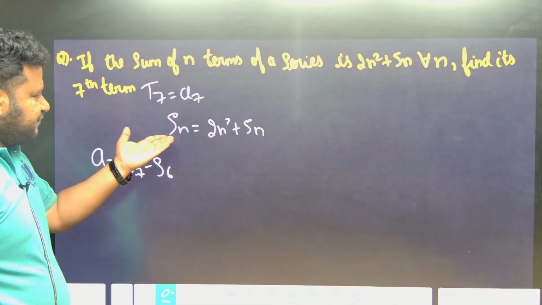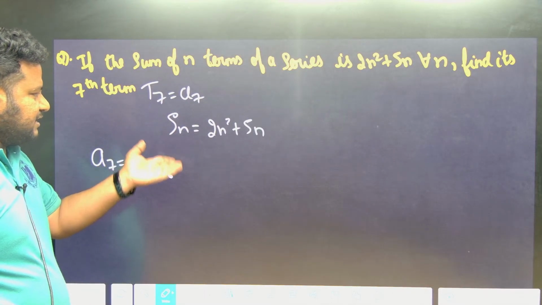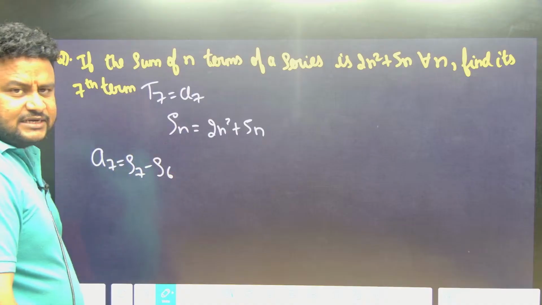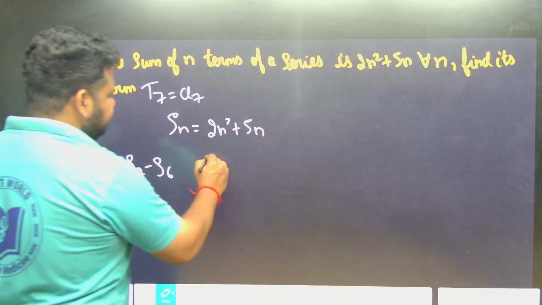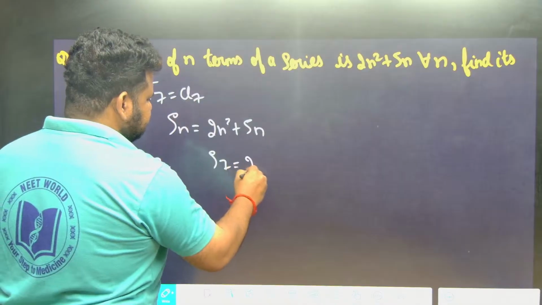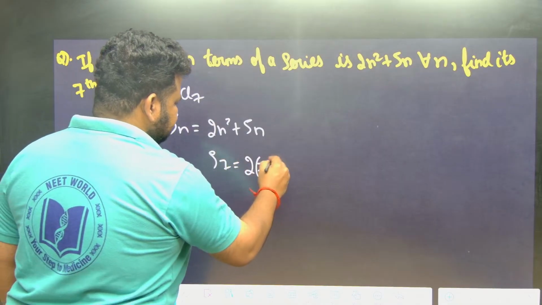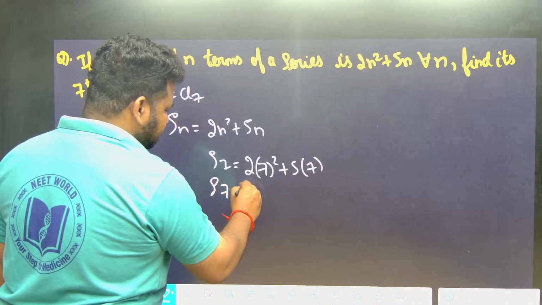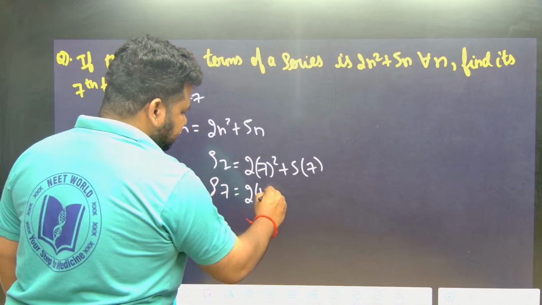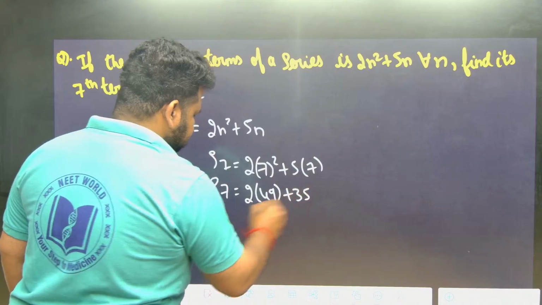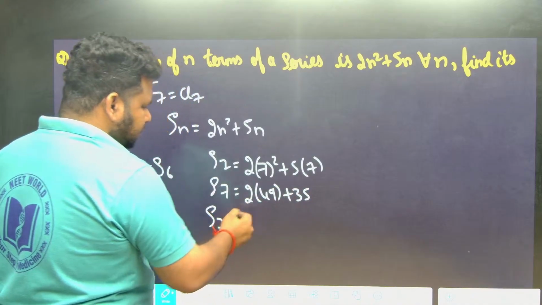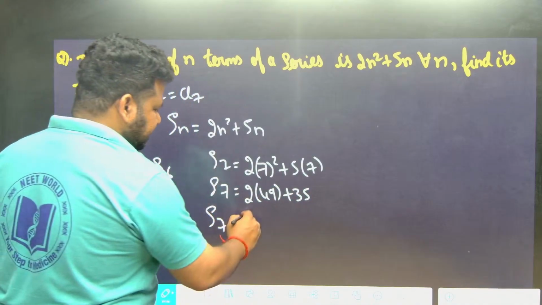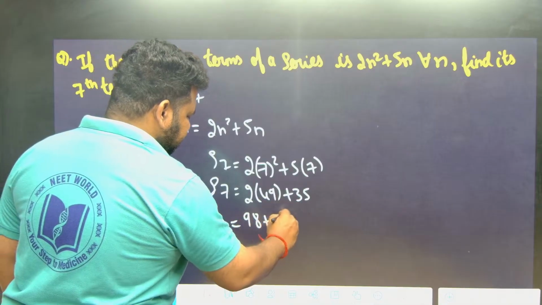So wherever n is there, I should put the value of 7 and then the value of 6, and I have to take the difference and I will get A7. So S7 will be equal to what here? 2 into 7 square plus 5 into 7. So S7 will be equal to 2 times 7 square, that is 49, plus 5 sevens are 35. So 2 times 49 is 98, 98 plus 35 is what?